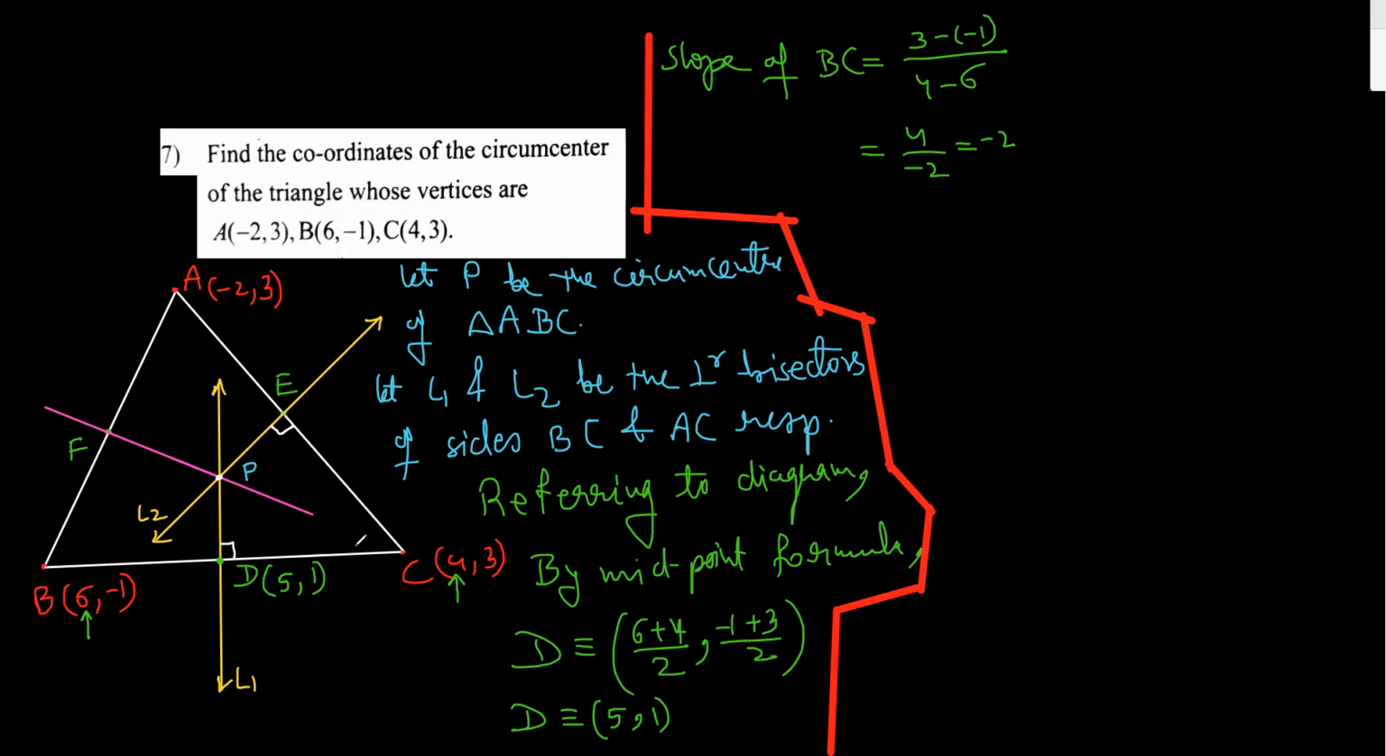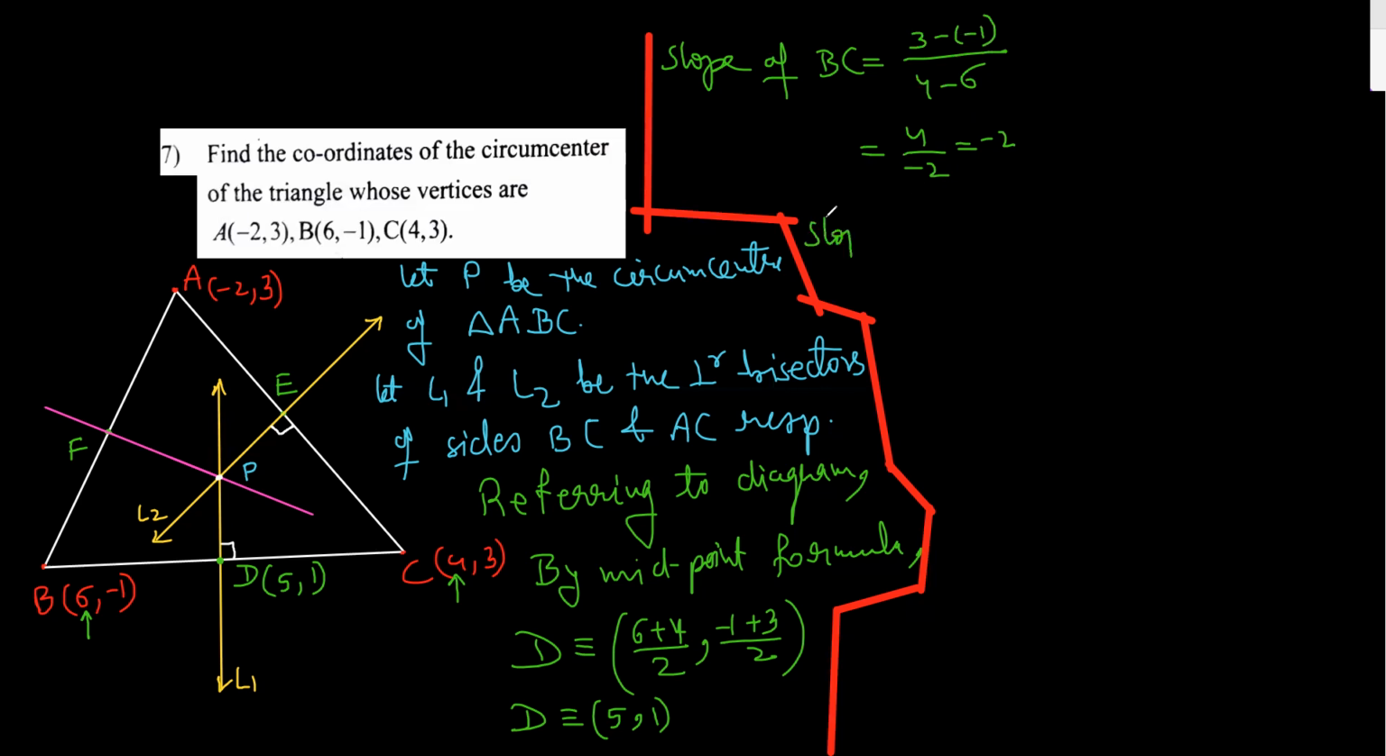So what will be the slope of L1? L1 is perpendicular to BC. So the product of the slopes of L1 and BC will be minus 1. So you can write directly, the slope of L1 is the negative reciprocal of this number minus 2. So first change the sign. So it will become 2. Now take the reciprocal. So 1 by 2. You see this? Negative reciprocal of this number. So you have to write negative of this and also the reciprocal. So that will be 1 by 2.